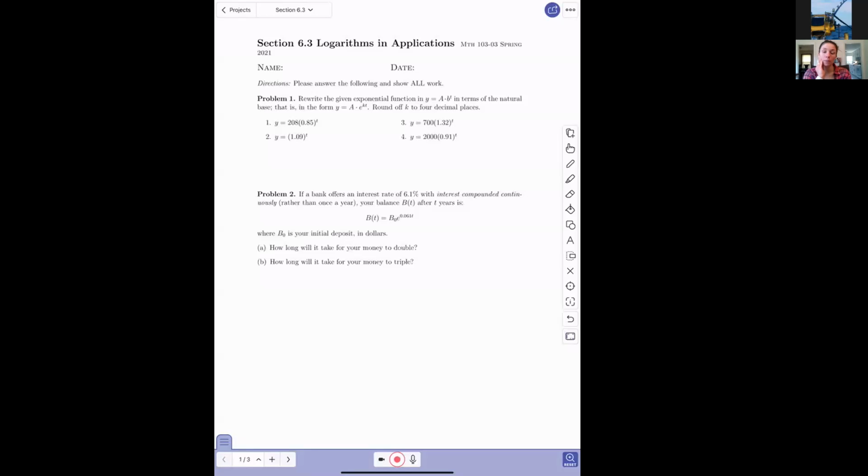This week we're going to finish chapter 6, so we're doing section 6.3, and then we'll go into chapter 7 next week, next class and the class after. So today is logarithms and applications.